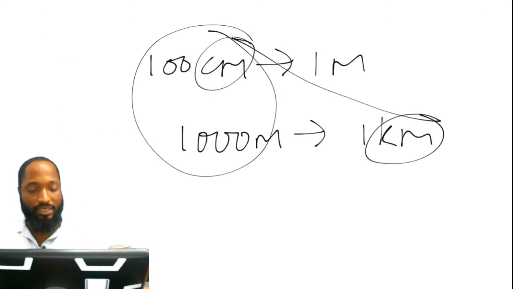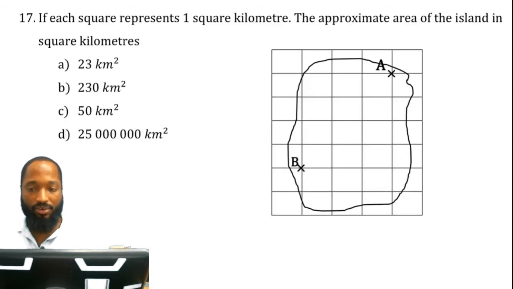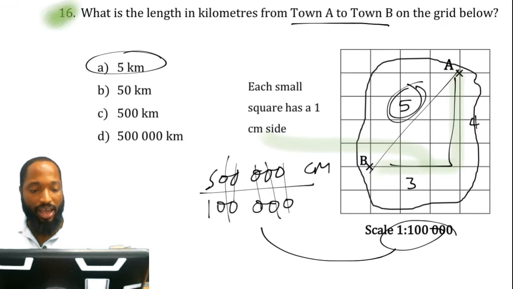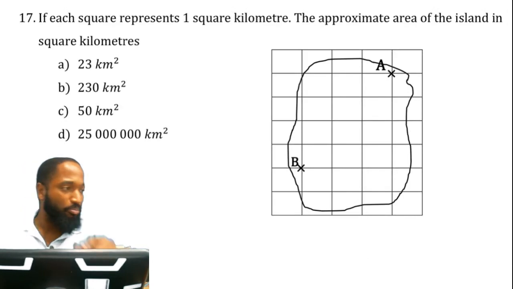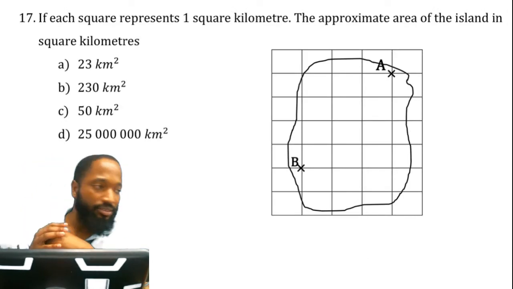So it's the same kind of thing that I did for this question here. We had 5, I multiply up, I get 500,000, and I end up dividing back by 100,000 again, and I get 5. So the approximate area of the island.